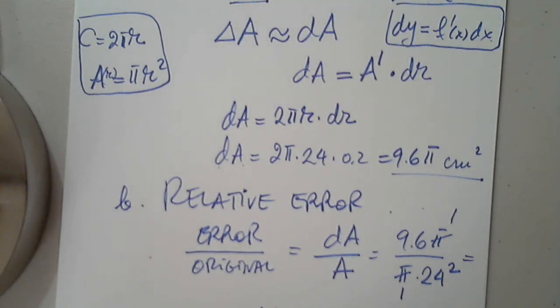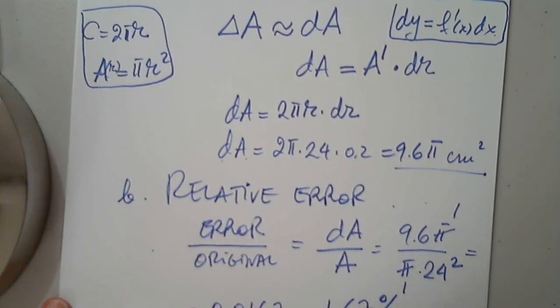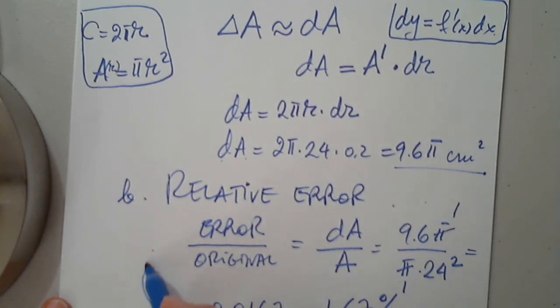And they're also asking, what is the percentage error? Same thing. Just move the decimal point 2 spots, 1.67%. So this is percentage error. This is the relative error. Any questions? Any questions?